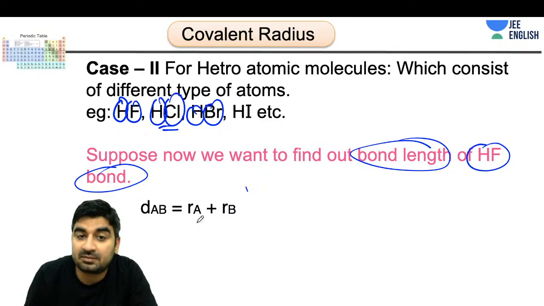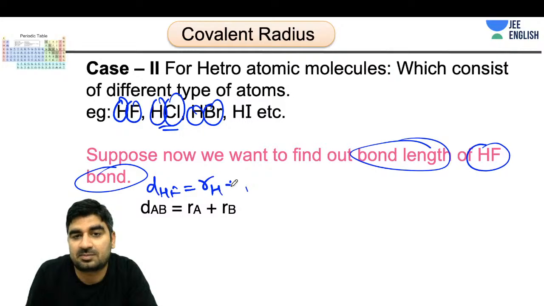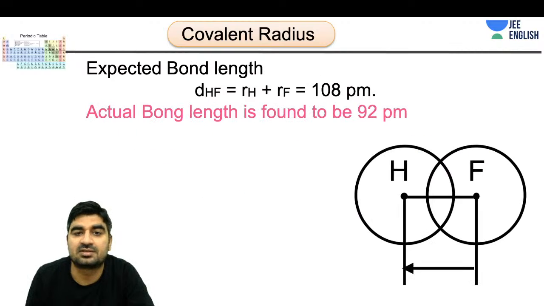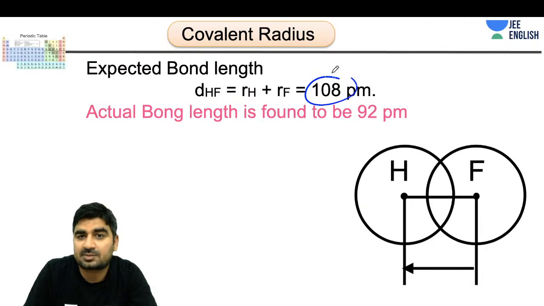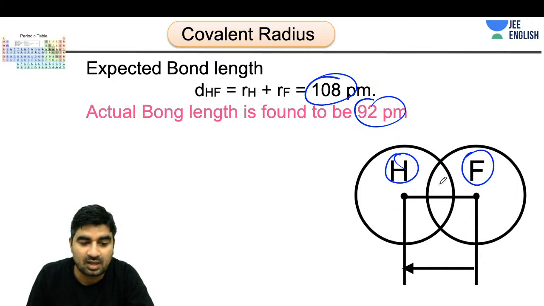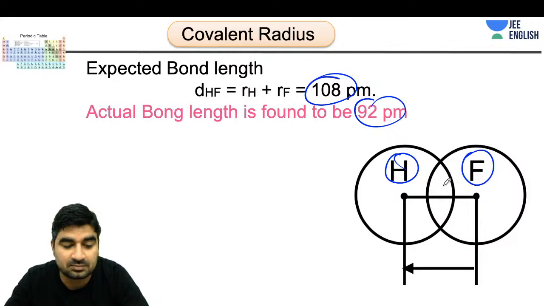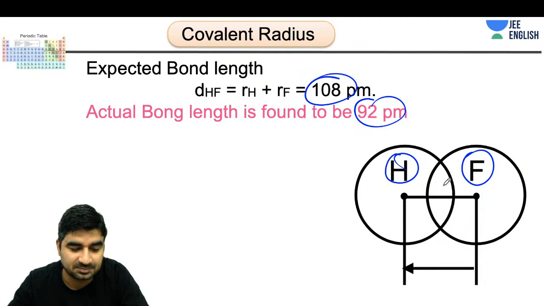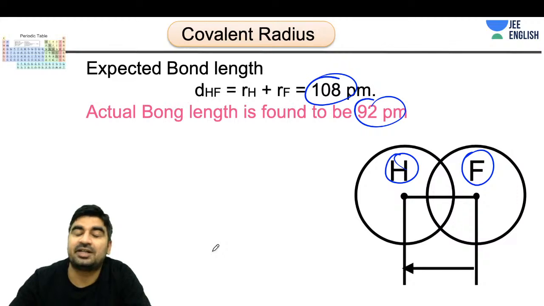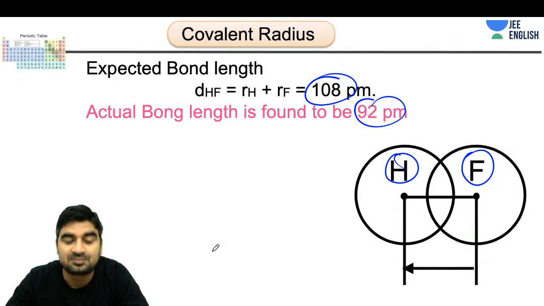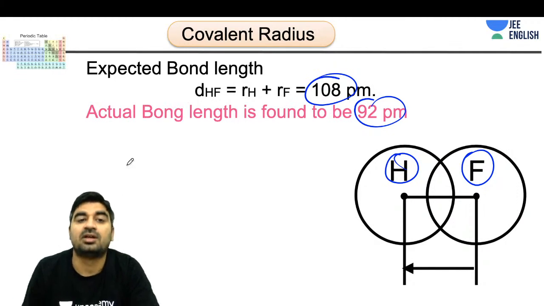So it will not be simply R_H plus R_F, okay, guys, because we have done this. So expected is 108, but the actual HF bond length is 92 picometer. So to resolve this issue, why? Yes, Suraj, you are right. Electronegativity, we will do it in the next class, but right now I will talk about it.